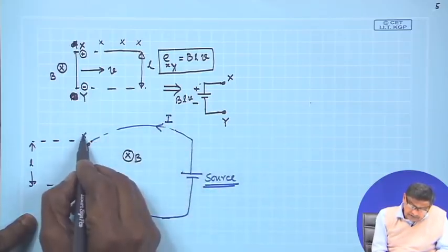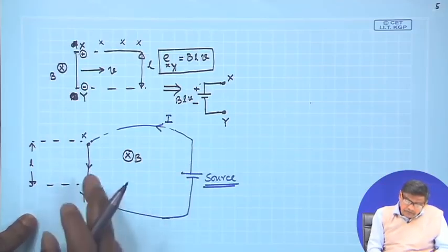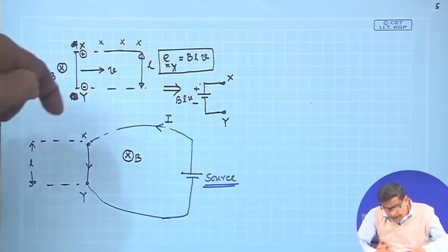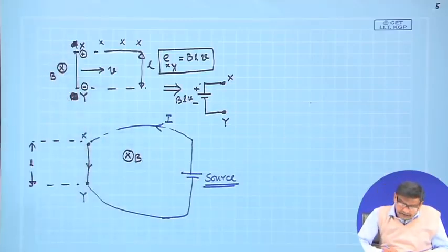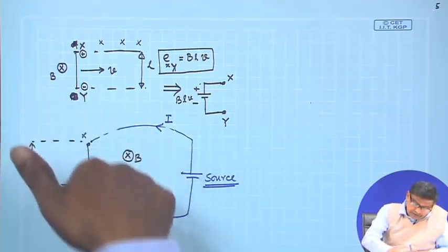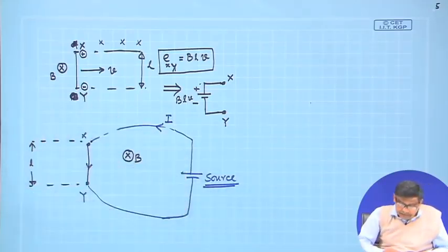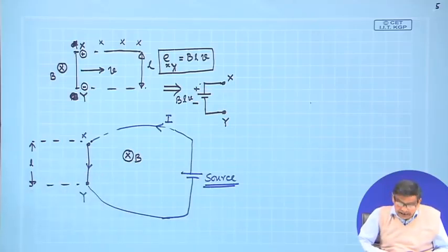Conductor is X and Y. Now, we are in a situation, a conductor of length L is carrying a current, and there is a magnetic field perpendicular to the direction of the current flow, like this. Then what happens? This conductor is going to experience some force. Now, the question is, what is the magnitude of the force and what is the direction of the force?